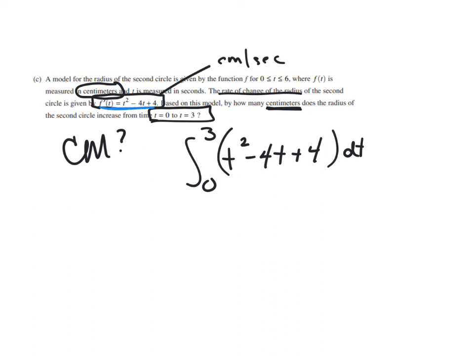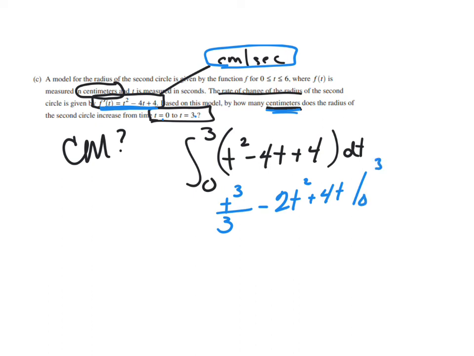So I'll just talk through that. They gave me a derivative, so that was centimeters per second. They want centimeters, so I'm integrating from here to here. So once you have the setup, it turns out to be a nice problem. Just going to integrate, so that's t cubed over 3, minus 2t squared plus 4t from 0 to 3.